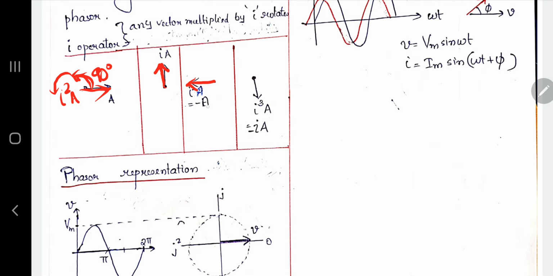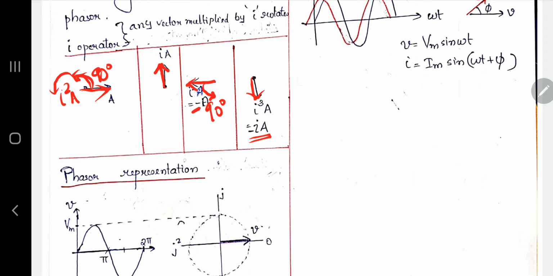Then next, if I am multiplying again with I, then what happens? It again rotates by 90 degrees, so it becomes I cube into A. Or we can also represent it as minus I into A. Why? Because I square is minus 1. Here also you can represent I square as minus 1, so it can also be represented as minus A.